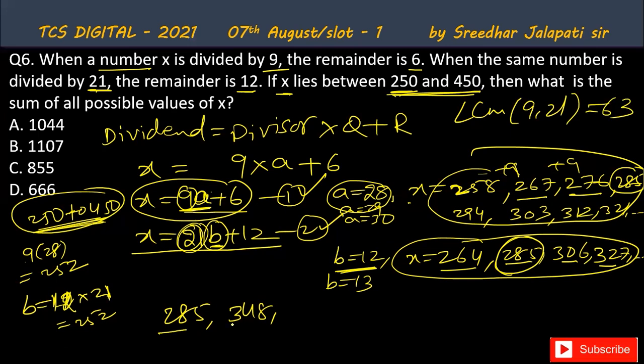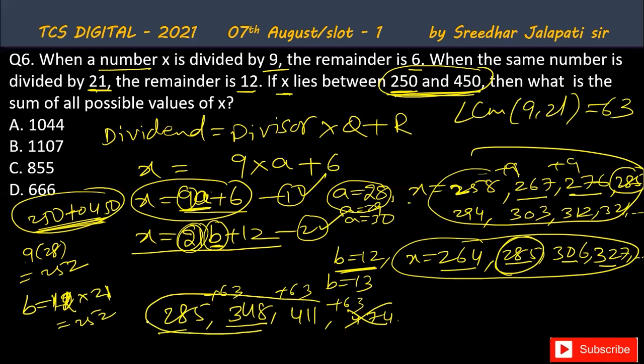So 285 plus 63 is 348. Again, 348 plus 63, you will get 411, right? And plus 63 becomes 474. But given that X lies between 250 and 450 only, I am not supposed to take this. So how many values are possible for X? 3 values. These are the 3. And you're asked to find the sum of them.